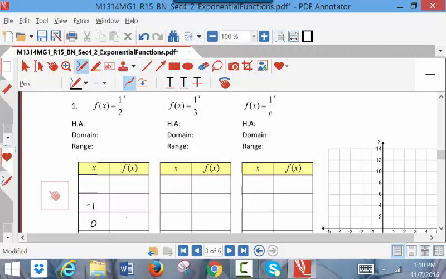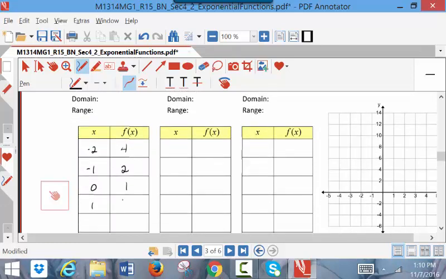Careful, careful. 1/2 to the power of 0, anything to the power of 0 is 1. What is 1/2 to the power of -1? It's 2. With that, what is 1/2 to the power of -2? 4. Okay, then 1/2 to the power of 1 is 1/2. 1/2 to the power of 2 is 1/4. Okay, so this is 1/2 to the power of x.